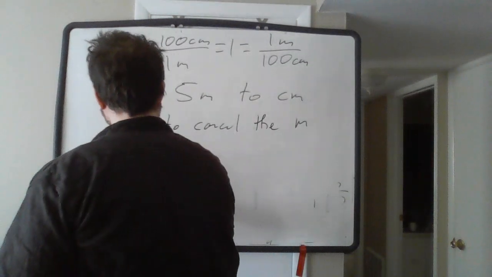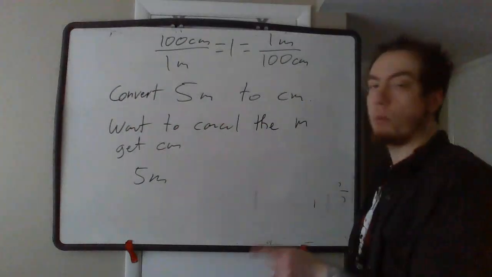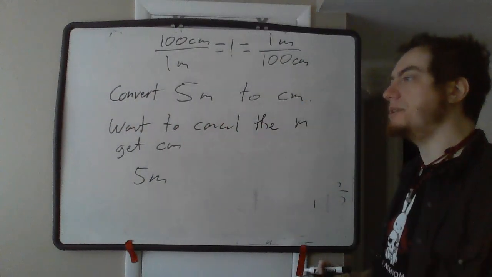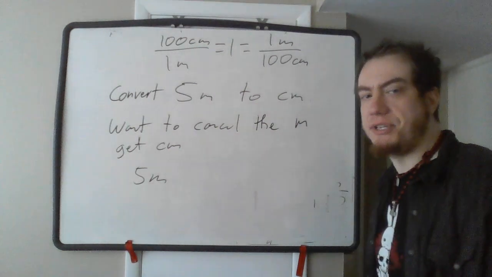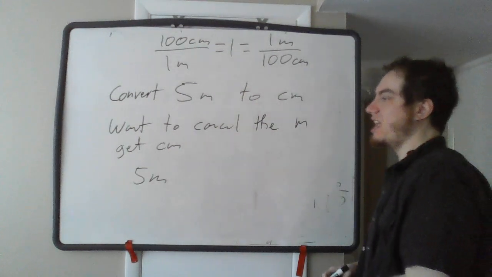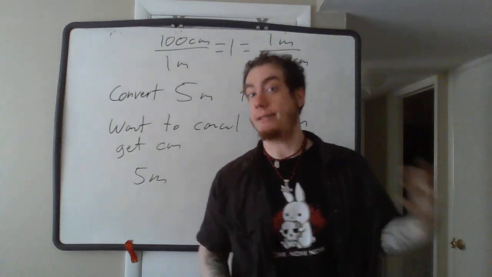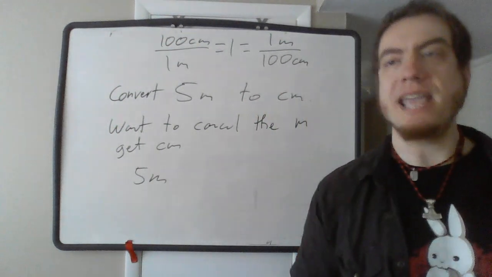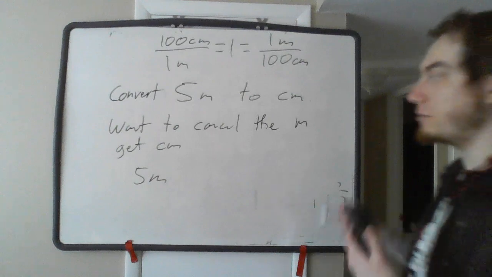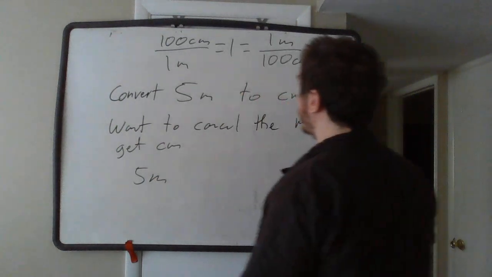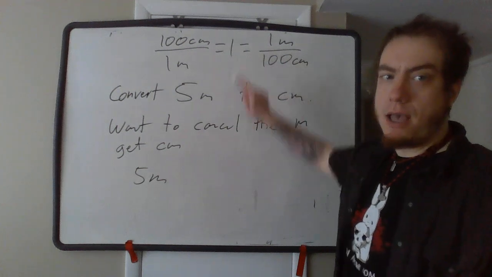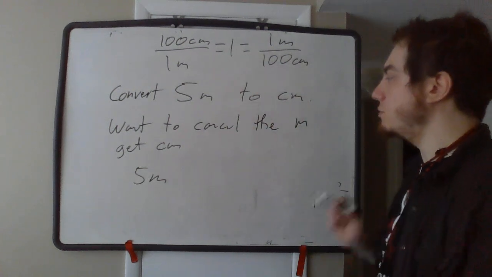If I start with 5 meters, remember, one thing that you can always do to a quantity is you can multiply it by 1, and that does not change the quantity. So if I take, say, 8 times 1, that's still 8. If I take -3 times 1, that's still -3. And if I take something that has units and I multiply it by 1, I don't change the actual value of the quantity.